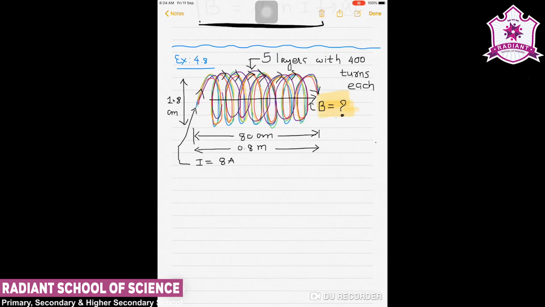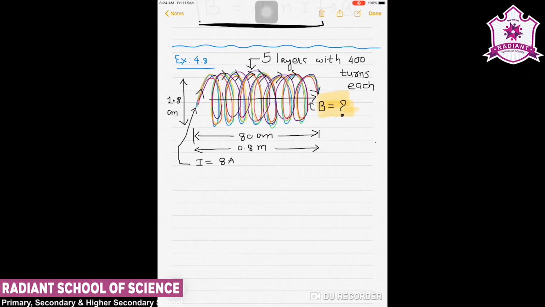It is given that a closely wound solenoid 80 centimeter long has 5 layers of windings of 400 turns each. The diameter of the solenoid is 1.8 centimeter. If the current carried is 8 ampere, then estimate the magnitude of B inside the solenoid near its center.